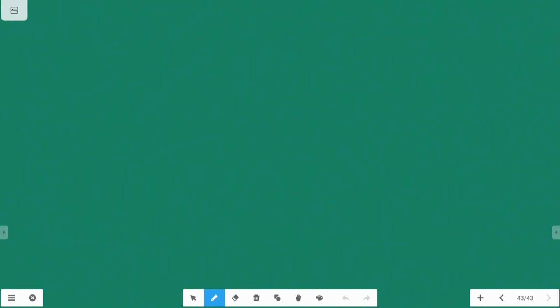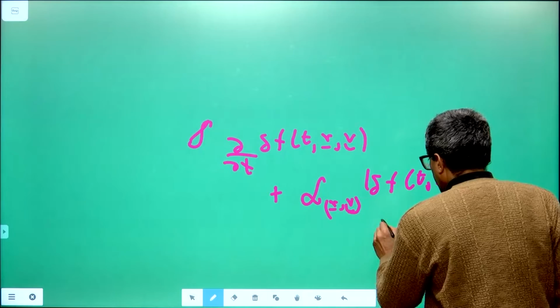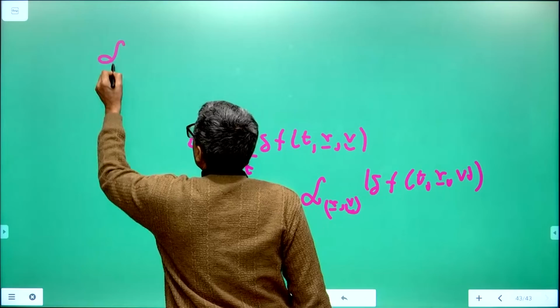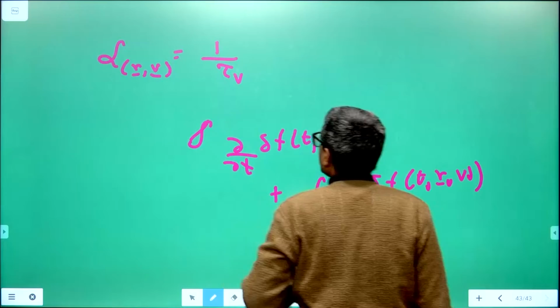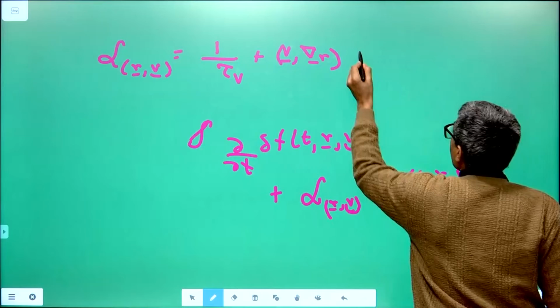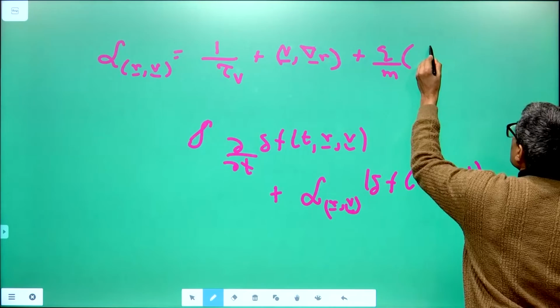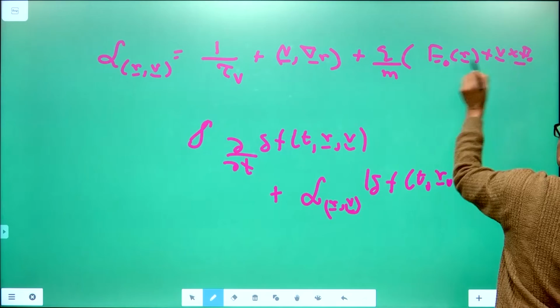So, ideally speaking, what you can do is express this equation as ∂/∂t of delta f(t, r, v) equal to a linear partial differential operator in r and v acting on delta f(t, r, v). That linear partial differential operator is given by, as we just saw, L(r, v) = 1/τ_v plus v dot del_r, plus q/m times (E0(r) plus v cross B0(r)) dot del_v acting on delta f.